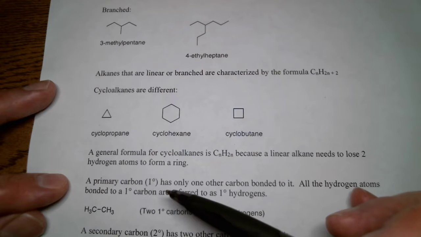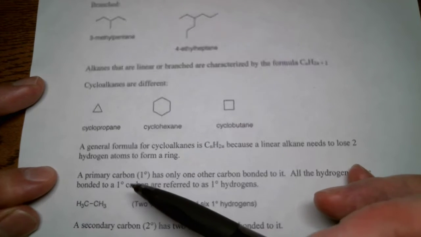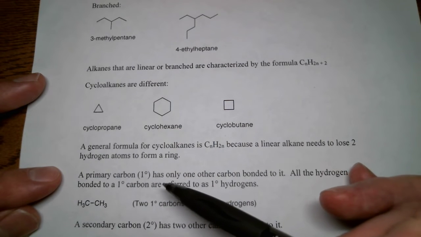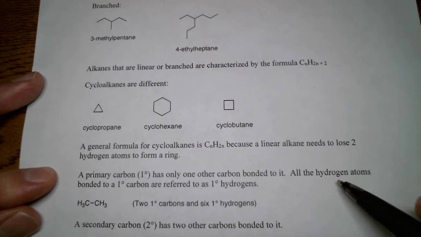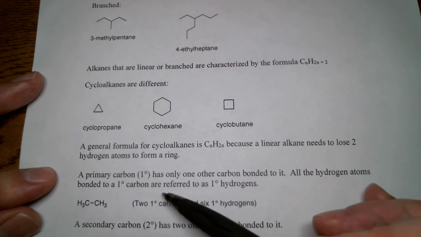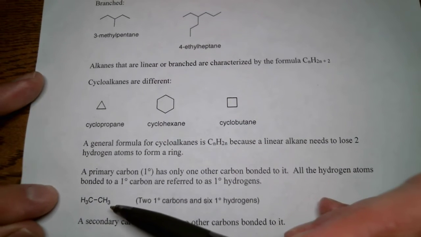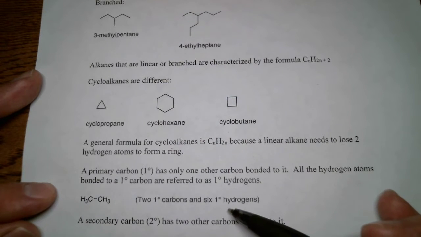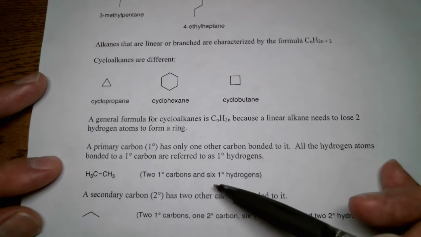So we need to be familiar with some definitions for these molecules. A primary carbon, symbolized as 1° (a 1 with a little degree sign), has only one other carbon bonded to it. All the hydrogen atoms bonded to a primary carbon are referred to as primary hydrogens. So, for example, ethane has 2 primary carbons and a total of 6 primary hydrogens. It will be important for us to know these definitions when we get to our chapter on radicals.